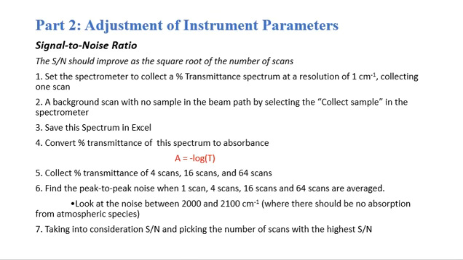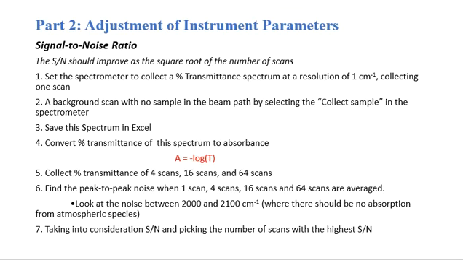The first thing you need to do to improve the signal to noise ratio of a spectrum is to increase the number of scans that the instrument collects and averages. To find signal to noise, firstly you set the spectrometer to collect a percent transmitted spectrum at a resolution of 1. And then we need to collect a background scan with no sample in the path, by selecting collect sample in the spectrometer.